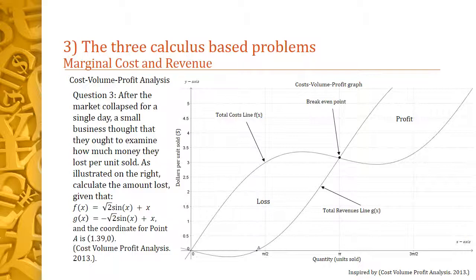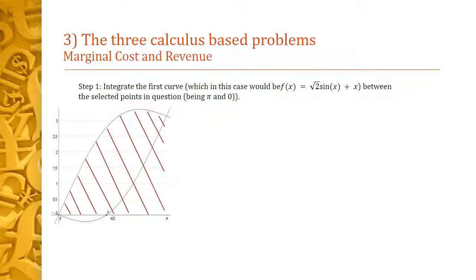For the sake of time, however, I will not go through what the number can mean, but just keep that in mind. Anyway, the first thing that we must do in order to solve this problem is to integrate the first curve, which in this case would be f of x, between the selected points in question, being pi and 0. This, as seen on screen, will give us the entire area under the curve.